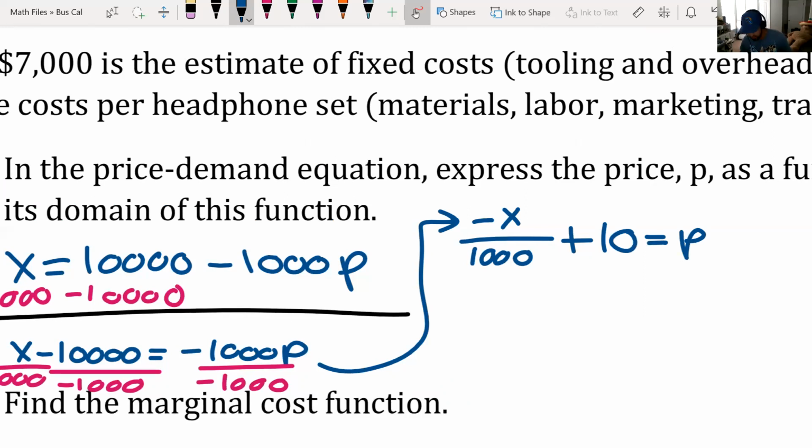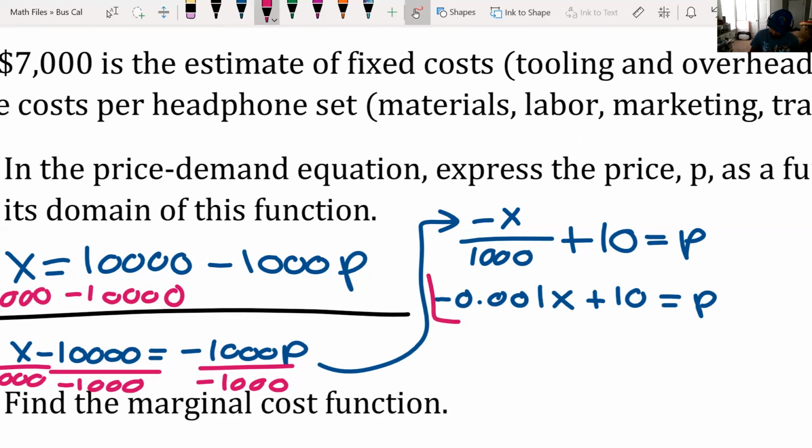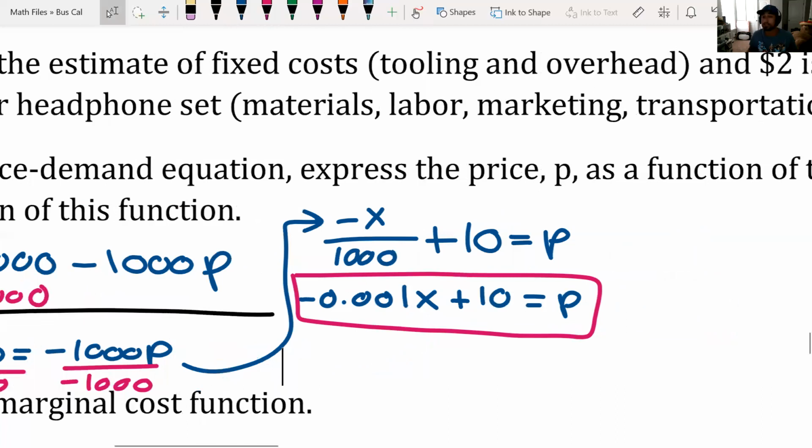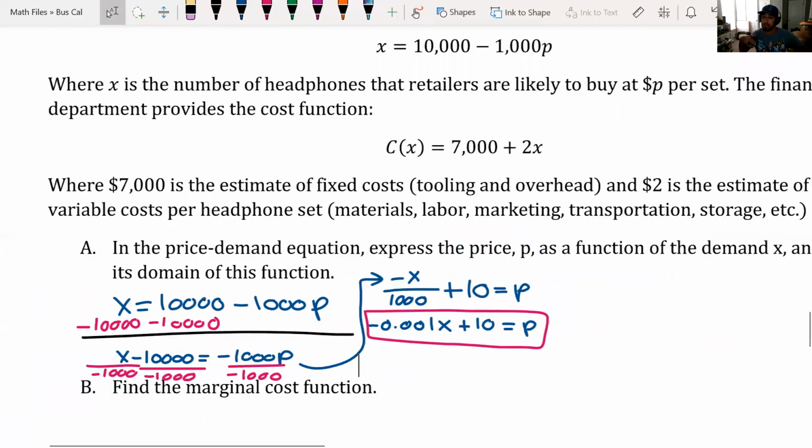Now, 1 over 1,000, we want to change this to decimal. This is going to become negative 0.001X plus 10 equal to P. We have now solved or expressed the demand equation in terms of P. So that's the first answer.